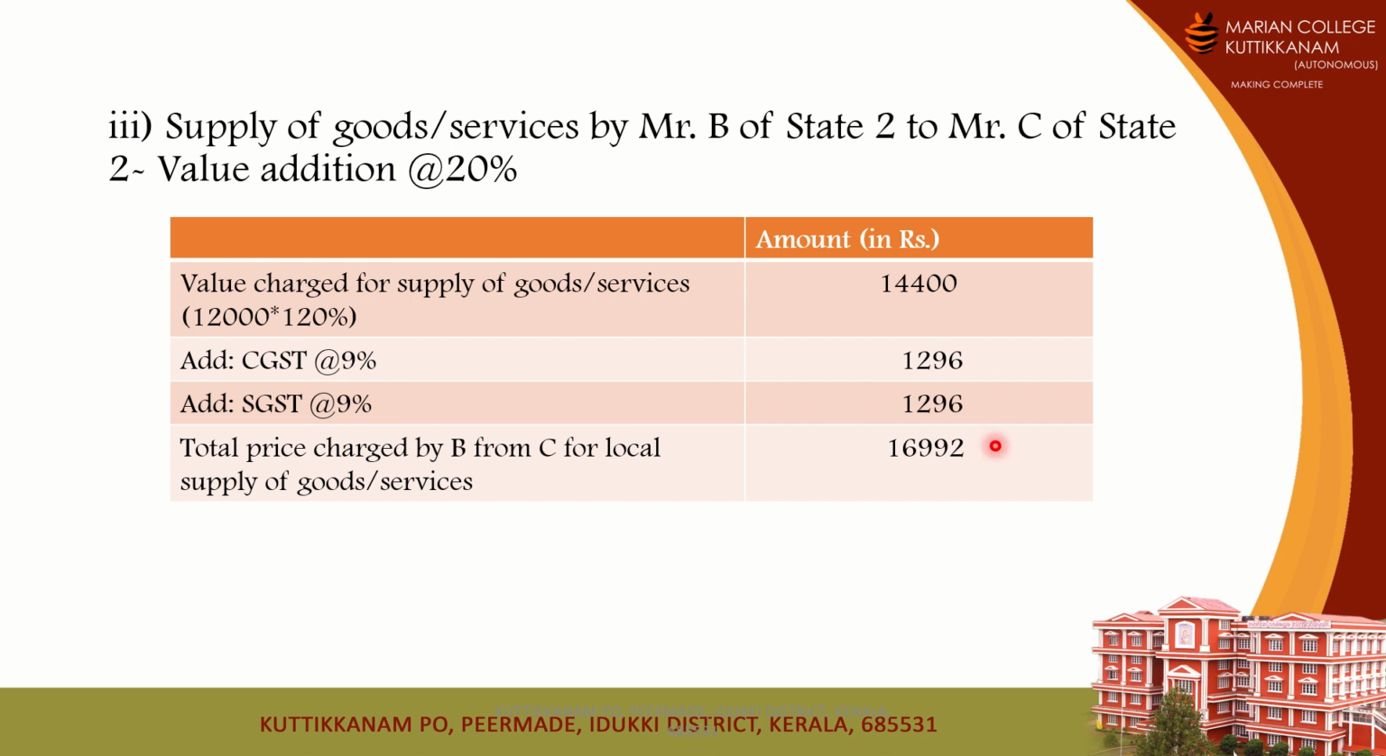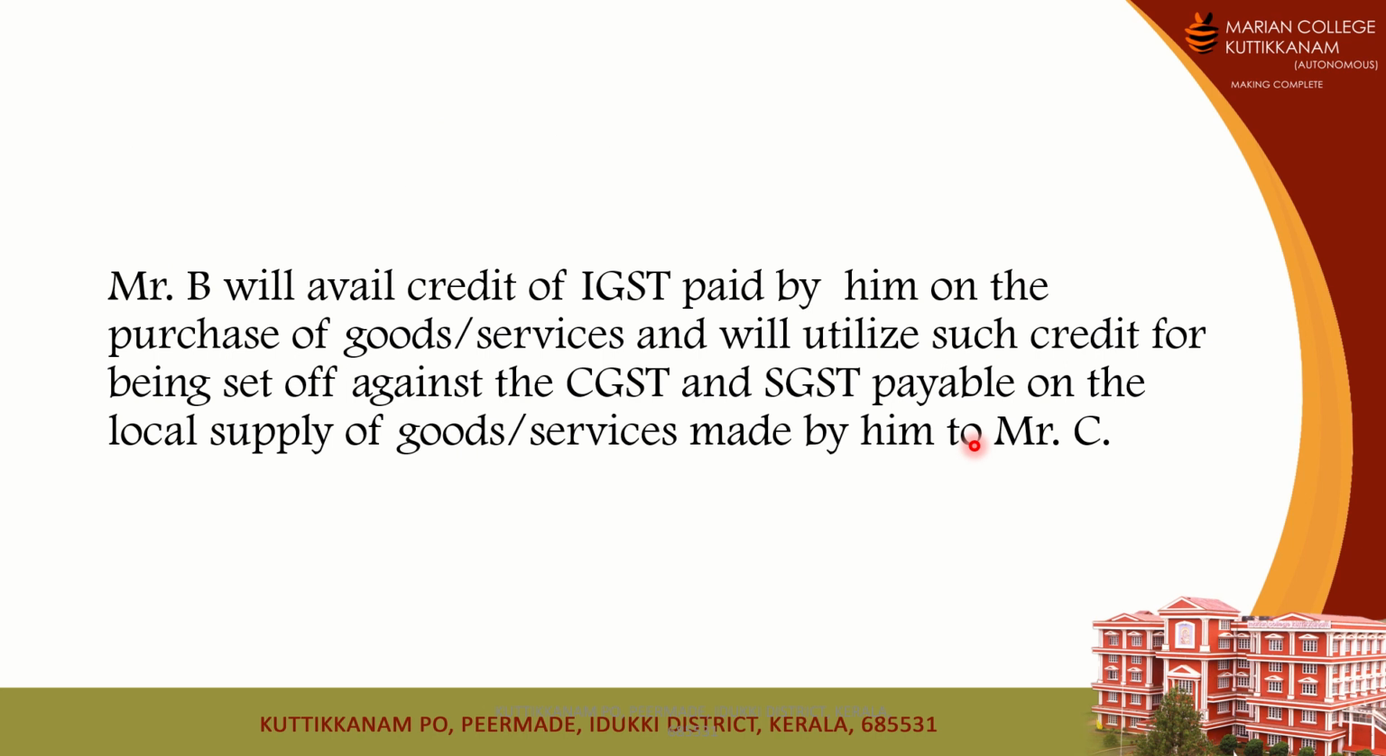So let's see how the credit takes place. Is there any difference between the credit happening here and in the earlier video? So here Mr. B will avail credit of IGST paid by him on the purchase of goods or services and will utilize such credit for being set off against the CGST and SGST payable on the local supply of goods made by him to Mr. C. So he is getting a credit in the case of IGST paid by him against the CGST and SGST payable by him. Okay.